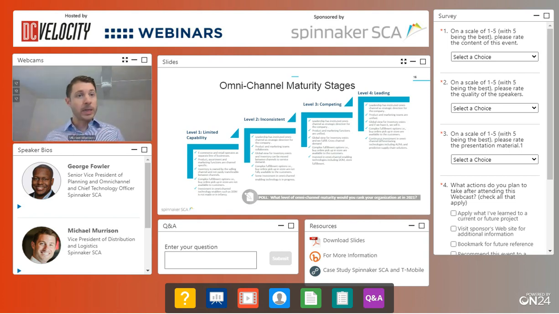Level three is competing. Omnichannel has really taken hold inside the organization. From a marketing and merchandising perspective, distribution centers and stores, we have capabilities that are enabled, buy online, pick up in store, perhaps even endless aisle or save a sale technology inside the stores to view product availability and other sources. If you're leading, you've been doing this a while, and you know the benefits of Omnichannel.